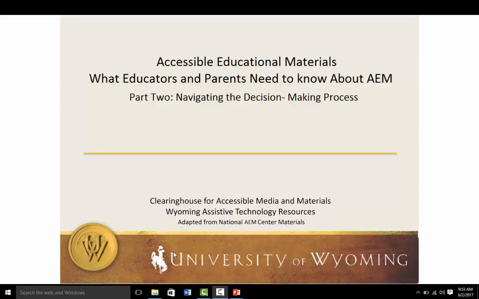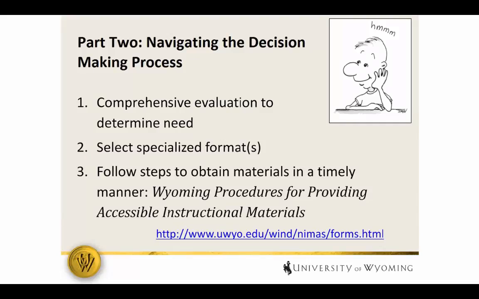The Navigator is a process facilitator that contains in-depth information to support and guide decision-making at every step of the process. There are 3 steps that teams can take to ensure students receive their accessible materials in a timely manner. 1. Establish need by means of comprehensive evaluation. 2. Select specialized formats needed by the student for educational participation and achievement. 3. Start the process to acquire needed formats in a timely manner. We have a publication that goes into great detail about this process on our website under Forms and Resources.